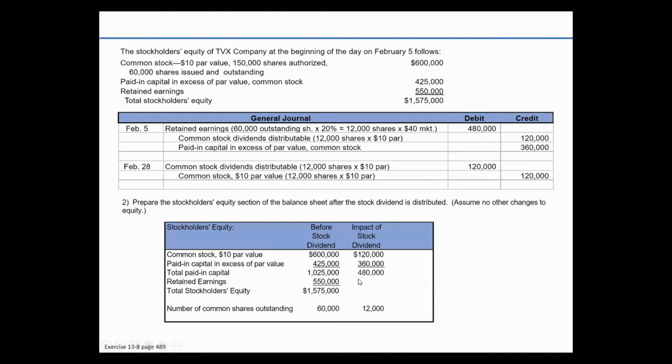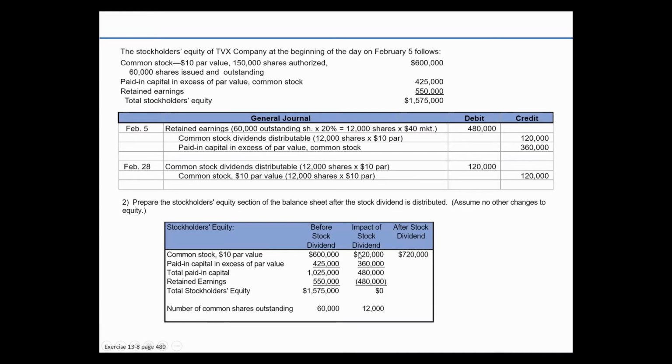So the total paid-in capital addition is $480,000. And then that would reduce the retained earnings by $480,000. And so it doesn't change the total stockholders' equity at all. And then we have 12,000 more shares outstanding. And again, it doesn't change this because we see that the paid-in capital is 480, and we're reducing our earnings by that. So it's zero.